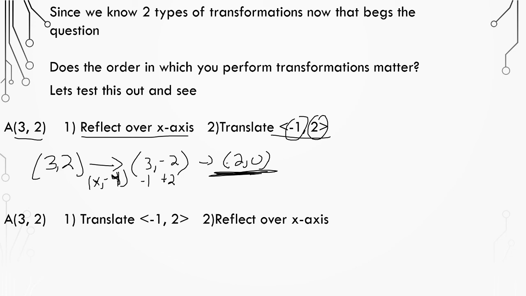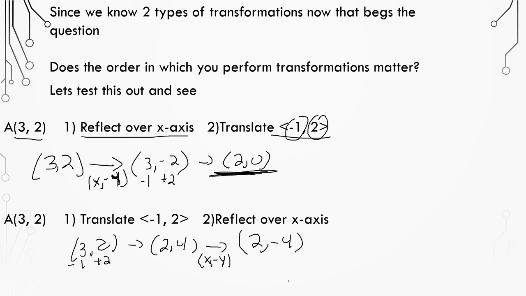Now, do we get the same thing if we swap these? If I translate first and then reflect, do I still end up at 2 comma 0? Well, let's see. So subtract 1, add 2, translate first, right? So 2 comma 4, and then reflect over the x means, once again, I'm going to multiply the y by -1, leave the x coordinate alone. So 2 comma -4. Well, actually, I end up in a little bit of a different spot here, right? So it actually does matter what order you do stuff in if you're mixing reflections.